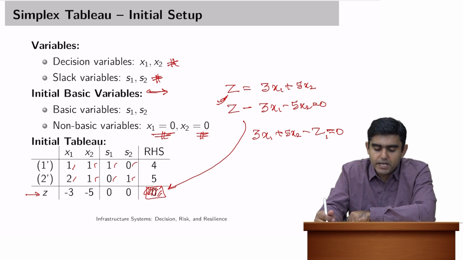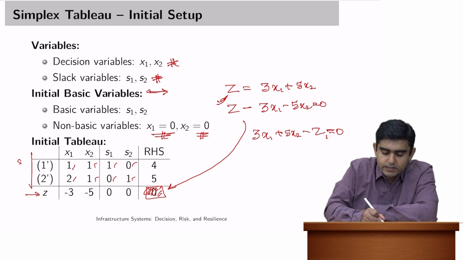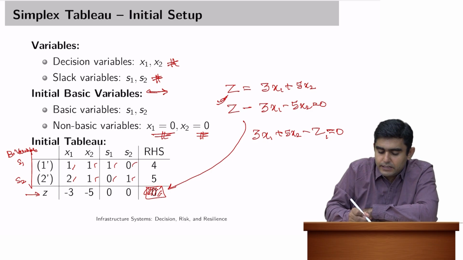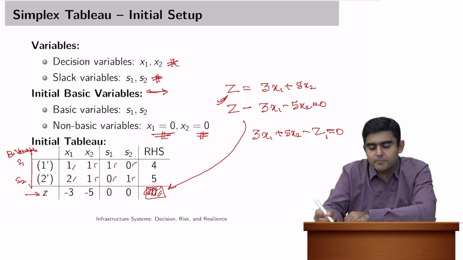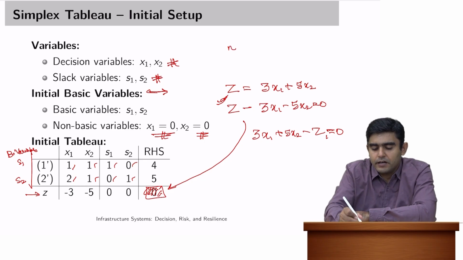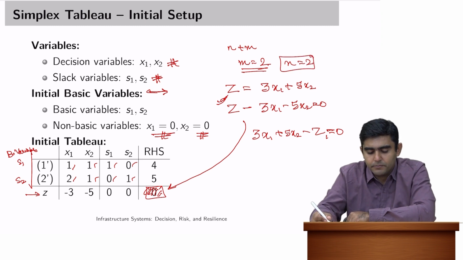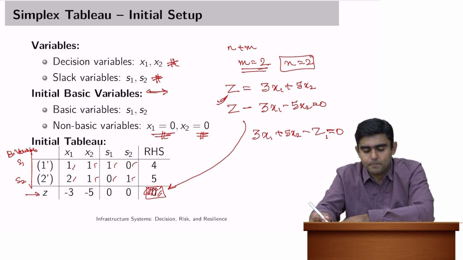Now, when we make S1 and S2 my basic variables, then x1 and x2 are bound to be non-basic variables, because I have to select out of n plus m. I can take only two basic variables, which I have already selected as slack, and the other two would be selected as non-basic variables, which take the value 0.